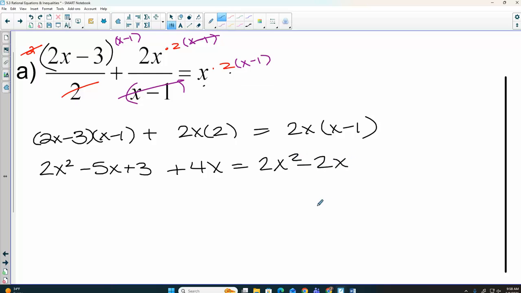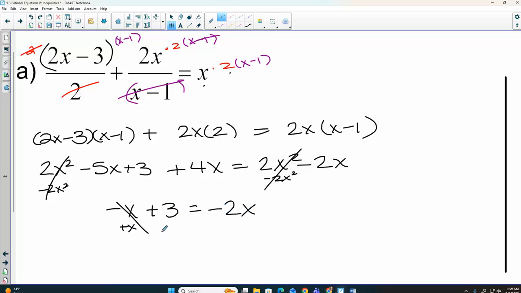Isn't this pretty similar to what we had before? We just aren't worried about the denominators. If I'm trying to solve this, if I subtract over my 2x squared, they cancel. Negative 5x plus 4x, so negative x plus 3 equals negative 2x.